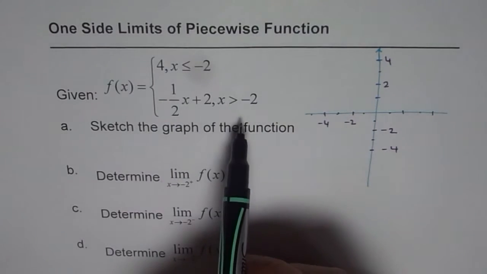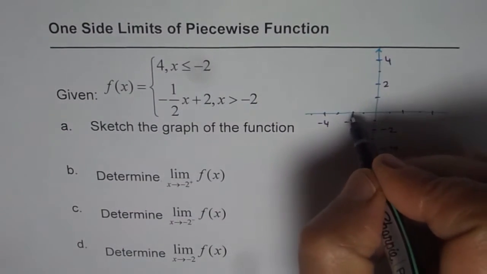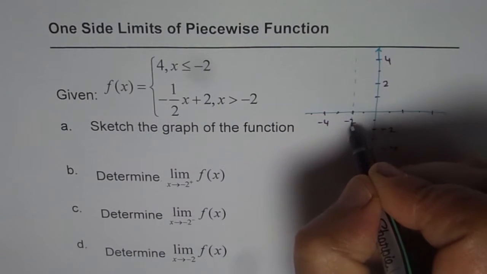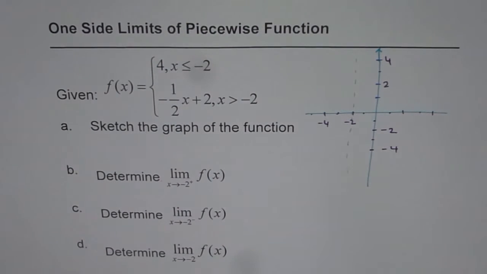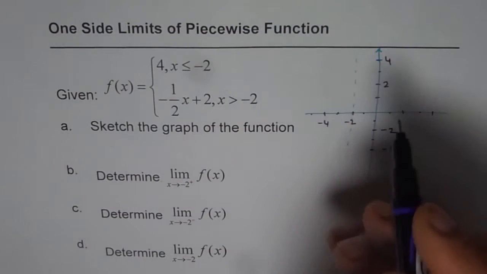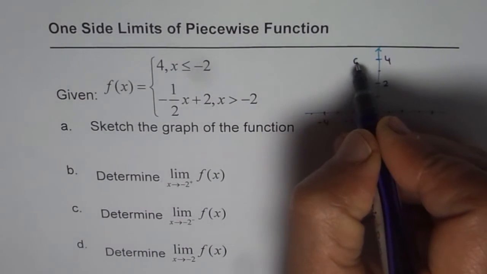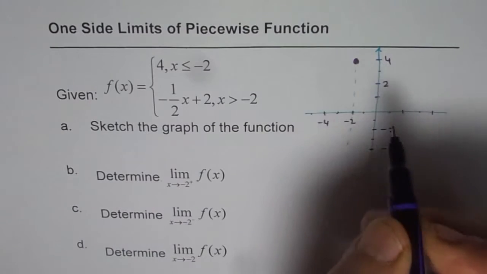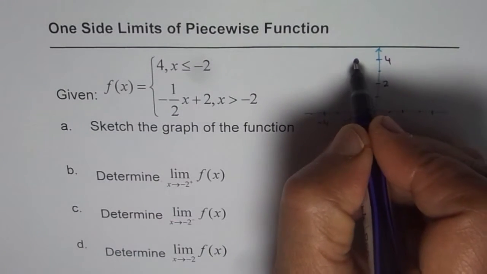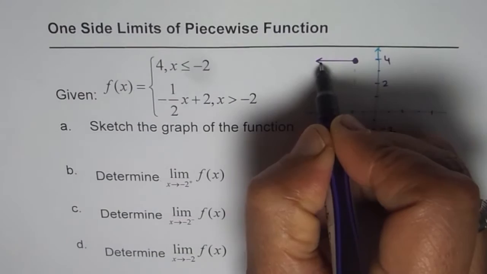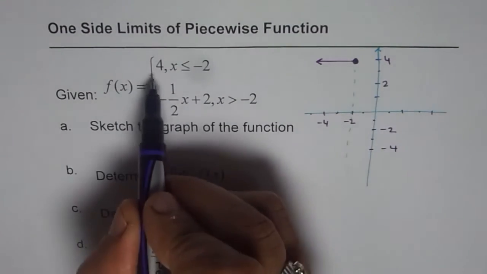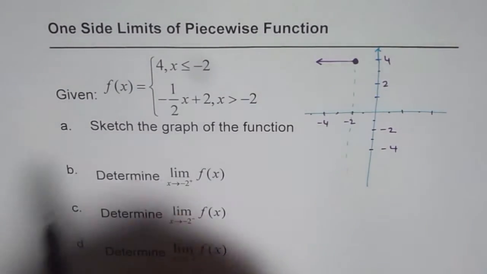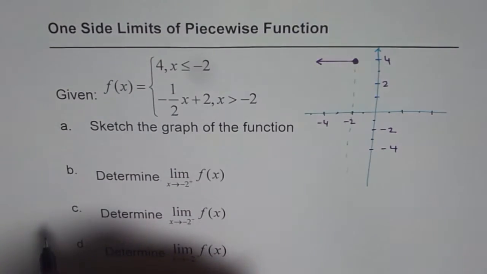The domain is split into two parts, x less than or equal to minus 2. So I'm just drawing a reference line. It's not a vertical asymptote or anything like that. The function is 4, a constant value, for x less than or equal to minus 2. That means on the left side of minus 2, the value is 4. And this minus 2 is included, right? So we'll have a filled in circle here and a horizontal line pointing leftwards indicating a constant function whose value is 4. So that is 4 for x less than or equal to minus 2. That is the first piece of our function.